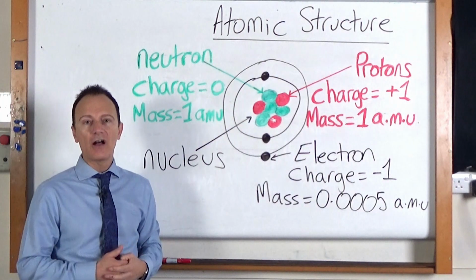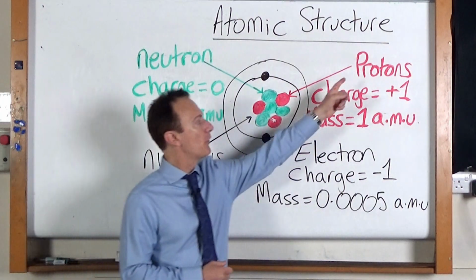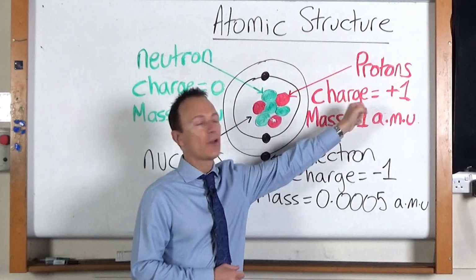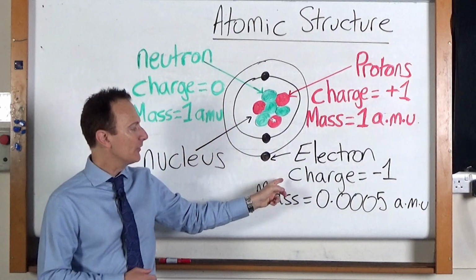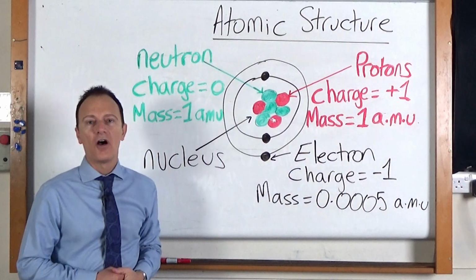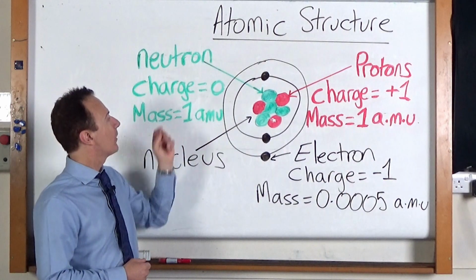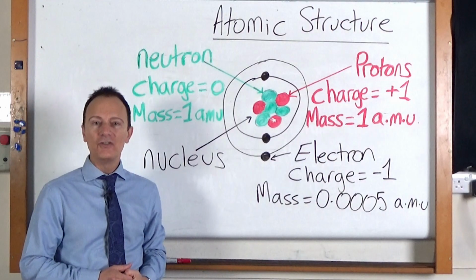Now you need to know the charges of these particles. Protons are positively charged, or +1. Electrons are negatively charged, or -1. And neutrons have no charge, they're neutral.